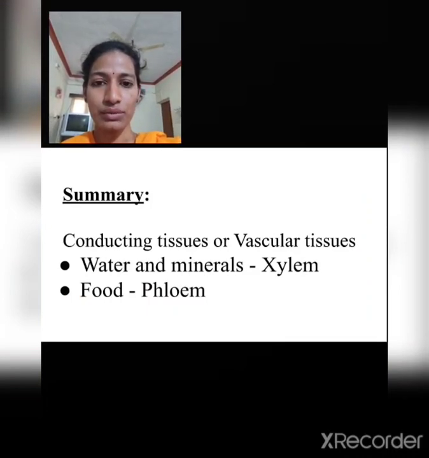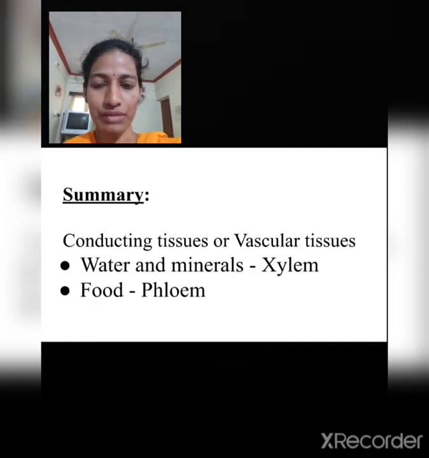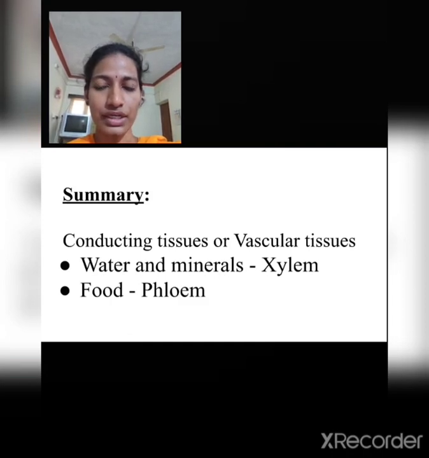There are two kinds of conducting tissues. Conducting tissues are commonly called vascular tissues. Conducting tissues usually conduct the water and minerals or the food to all the parts of the plant body. There are two types. Water and minerals are transported by the xylem, so xylem is commonly called the water conducting tissue, and food is transported with the help of the phloem tissue. So phloem is commonly called the food conducting tissue.